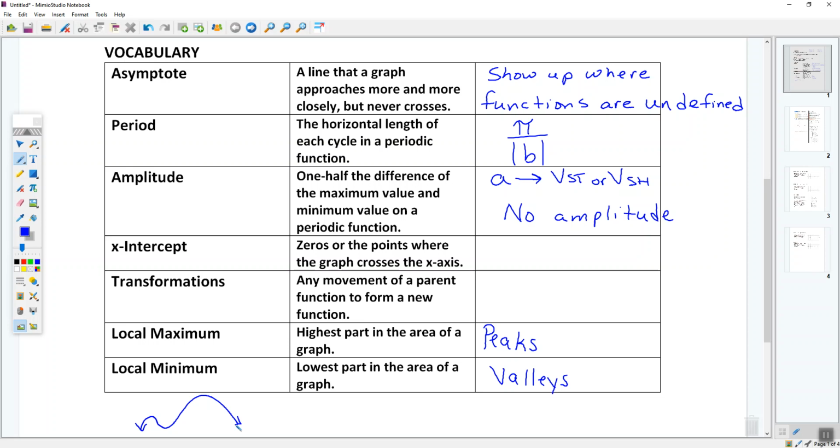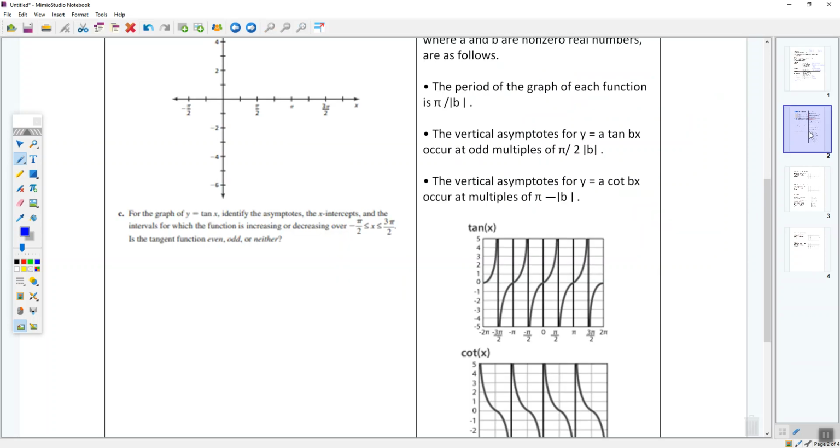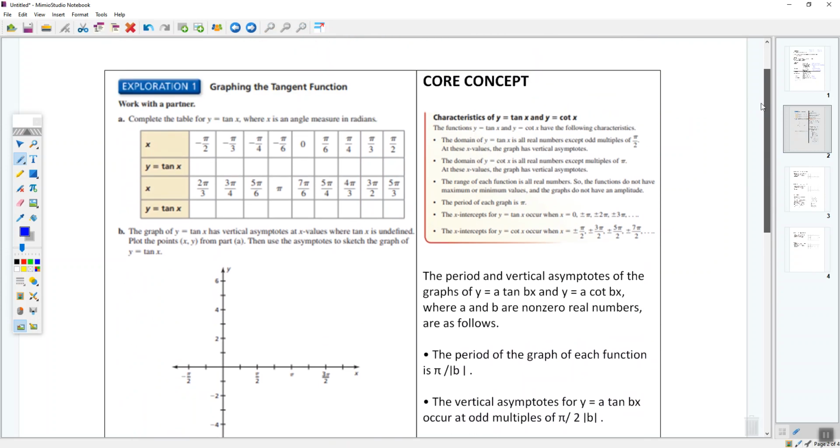Okay, so those are things that we're going to come up with today when we're discussing transforming those 4 basic trig functions. So, questions about the vocabulary first to start today. You guys okay with it? Okay, let's roll. Second page. All right. Hey, it's working. That's awesome.